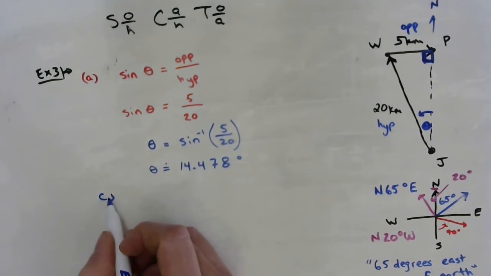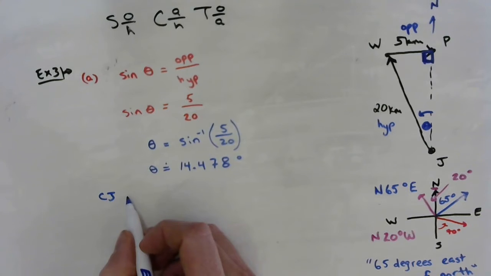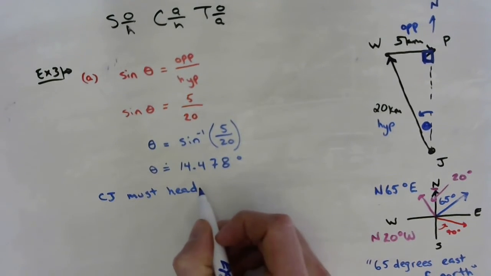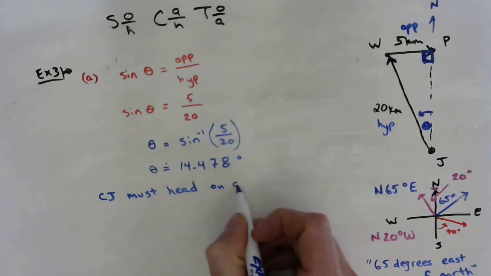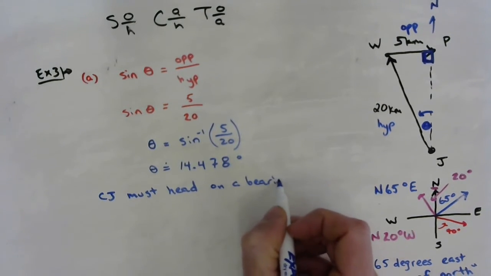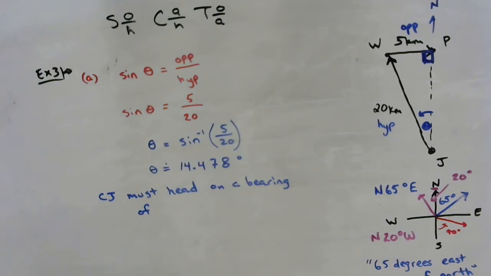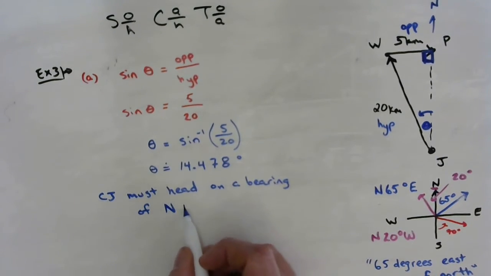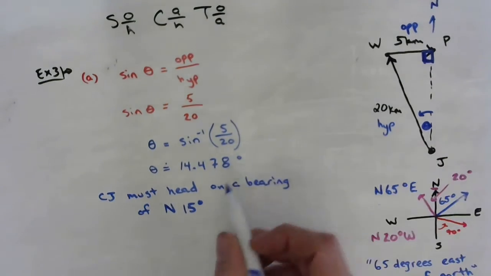So, Captain Jack must head on a bearing of, well, let's think about this. We're going north, so we start with an N. And then we're going to go about 15 degrees west.